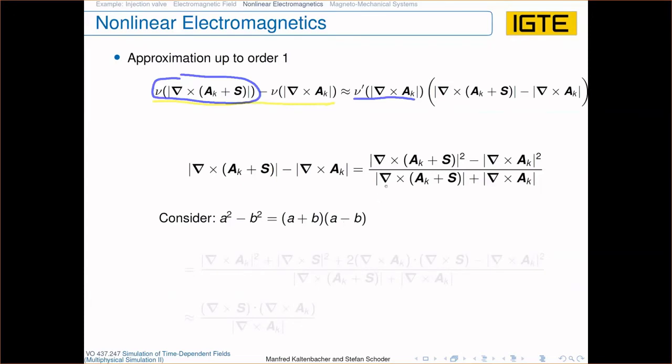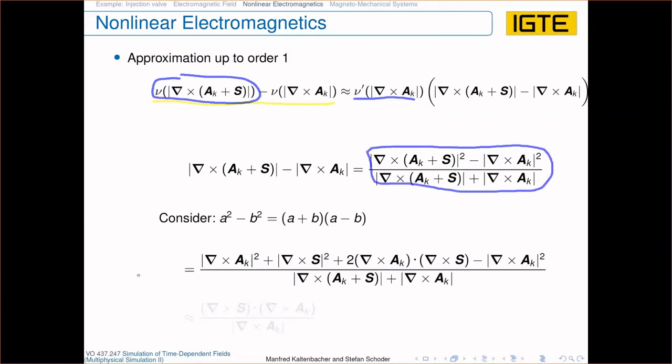Okay, so this here is a plus b. This is a minus b. So in the numerator, we should have the absolute value of the curl of a squared, so a squared minus b squared. Okay, so we now have a closer look at this term, and we will try to approximate it in a sensible way. And that is already shown here.